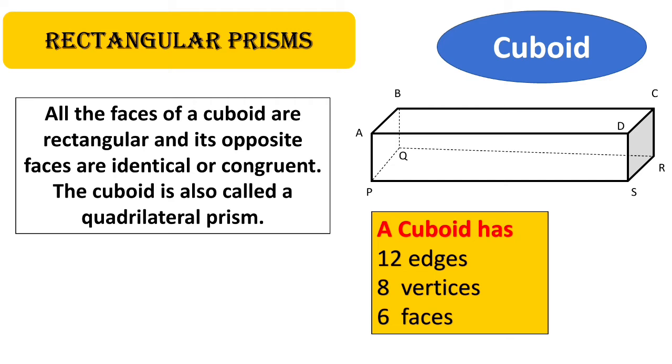D, S, R, C is the third face. Q, P, S, R is the fourth face. Now in the front, A, P, S, D is the fifth face. The back side we have B, Q, R, C is the sixth face. It means in cuboid there are 12 edges, 8 vertices and 6 faces. Here you have learned about the edges, vertices and faces of a cuboid.